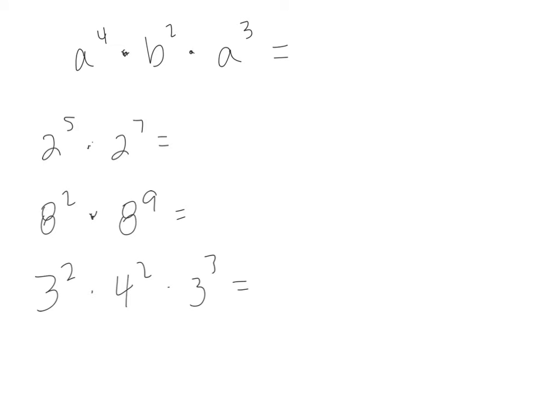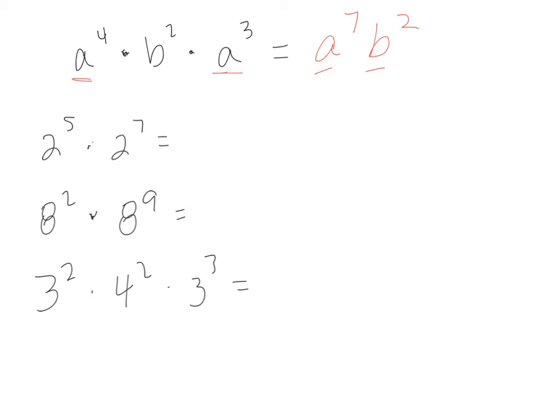Here's some more practice examples. All of these are multiplication. A to the fourth times b squared times a to the third. These a's are the same, so you're going to keep them. 4 plus 3 is 7, and then you're left with b squared. Because the bases are different, you can't do anything. It's just going to be a to the seventh b squared, or a to the seventh times b squared.